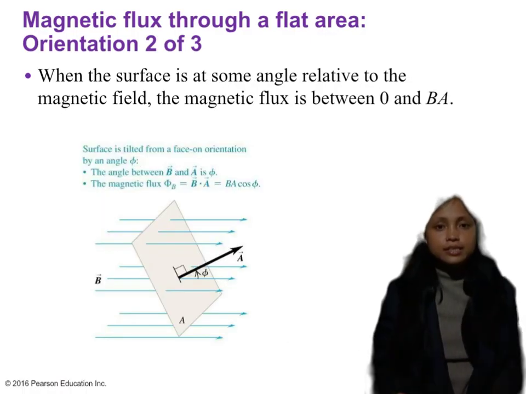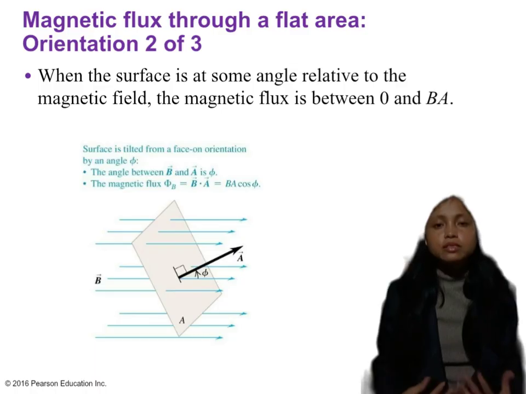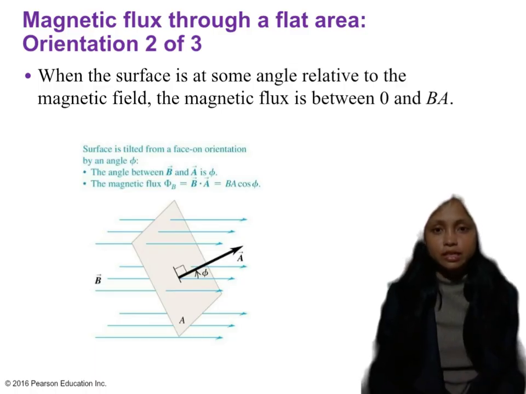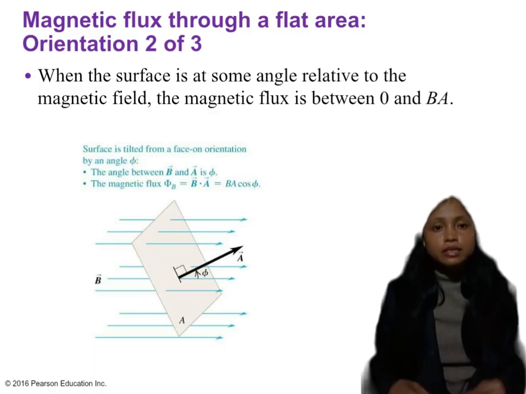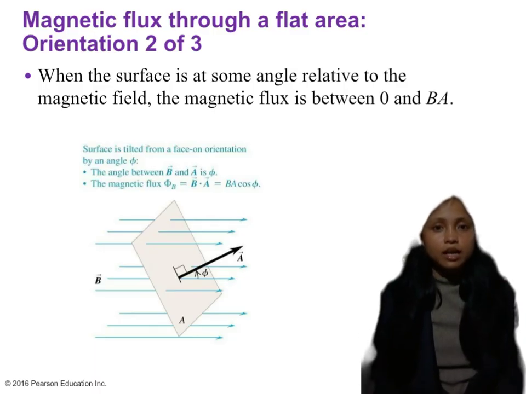When the surface is at some angle relative to the magnetic field, the magnetic flux is between 0 and the magnetic field times the area. At an angle, flux decreases. Therefore, magnetic flux is equal to the magnetic field times the area times the cosine of theta.